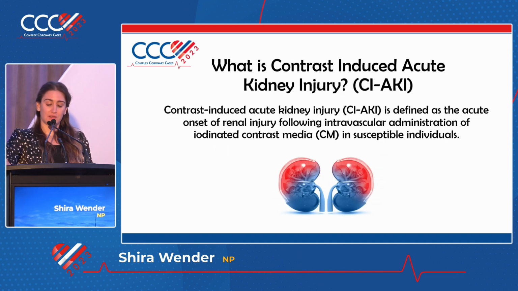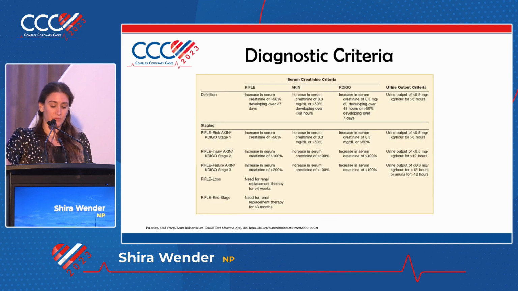What is contrast-induced acute kidney injury? Contrast-induced acute kidney injury is defined as the acute onset of renal injury following intravascular administration of iodinated contrast media in susceptible individuals. So this is the diagnostic criteria. There are varying definitions of CIN in the literature that utilize different metrics to assess acute kidney injury in patients who have undergone radiological studies with contrast media.